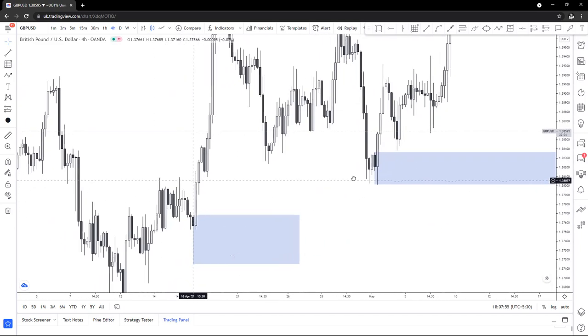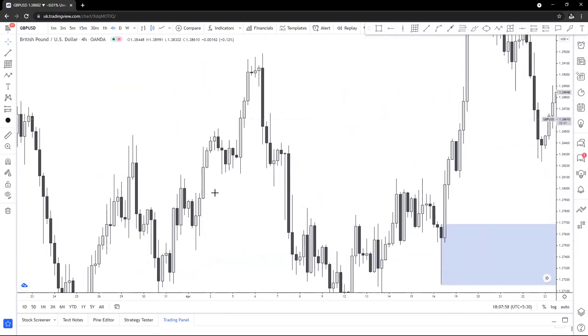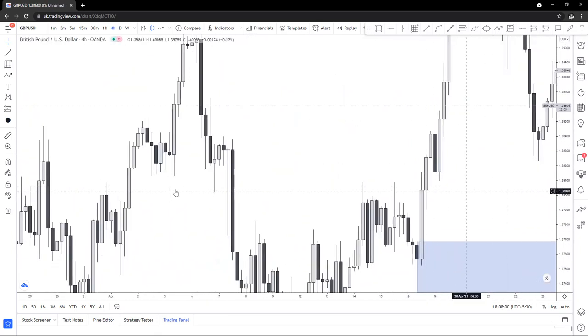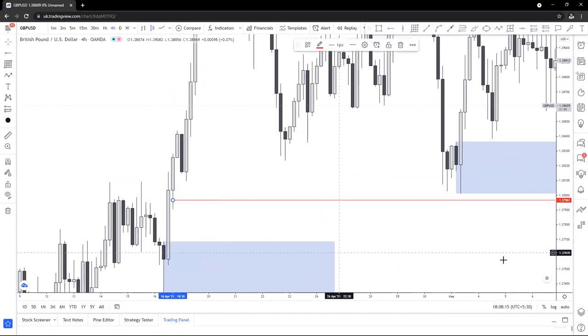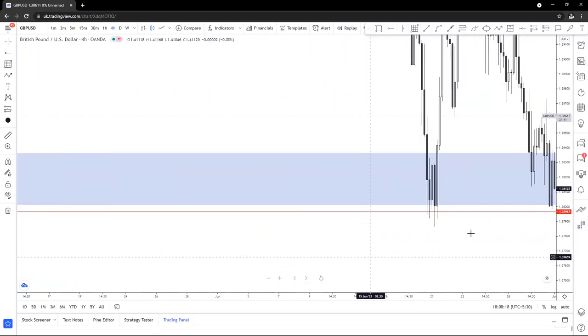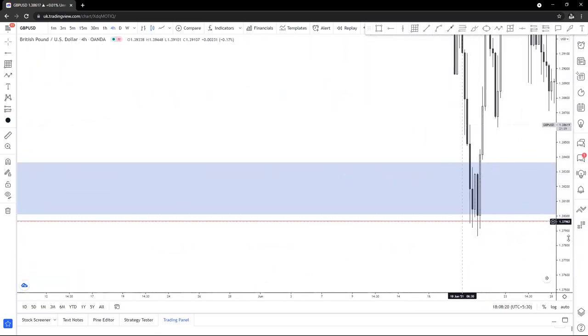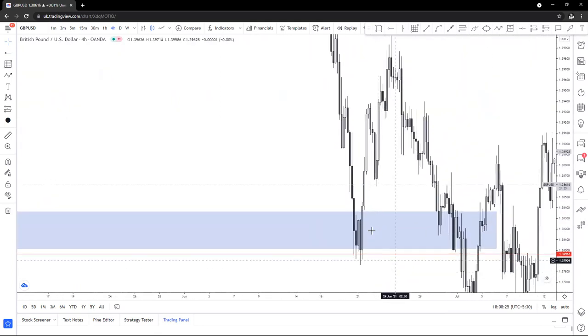Now, what do we have right here? You see this wick? What did I tell you about the wick? The first one would be on the opening of the wick. Okay, mitigated. What is left? 50%. You see how price came back down right here to the 50%? So obviously, we will not take a buy from the 50%.